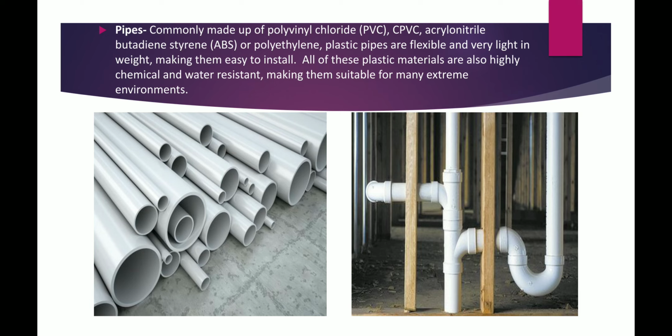Pipes. Commonly made up of polyvinyl chloride, CPVC, ABS, or polyethylene, plastic pipes are flexible and very light in weight, making them easy to install. All of these plastic materials are also highly chemical and water resistant, making them suitable for many extreme environments. Due to these properties, it is replacing metal pipes in the case of plumbing. Here you can see the PVC pipes, and as you can also see them being used for plumbing in a building.